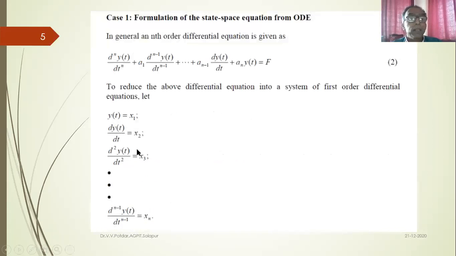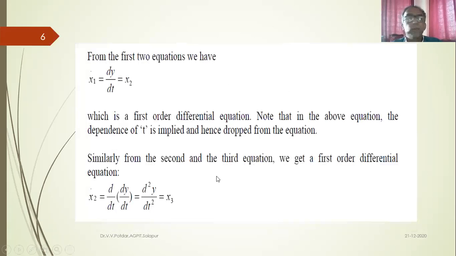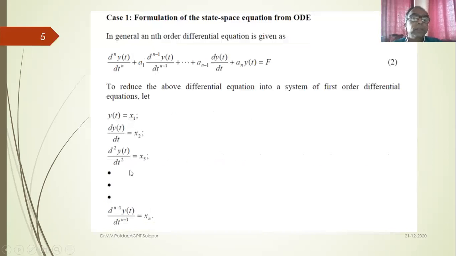Now it is implied. Similarly, from the second and third equations, we get the first order differential equation x2 dot is equal to d by dt of dy by dt, that is d2y by dt square, which is equal to x3. d2y by dt square is x3, dy by dt is x2, so y(t) is x1. So what does this mean? dy by dt, y(t) itself is x1, so it is d of x1 by dt, and d of x1 by dt is nothing but x1 dot, so x2 is equal to x1 dot.